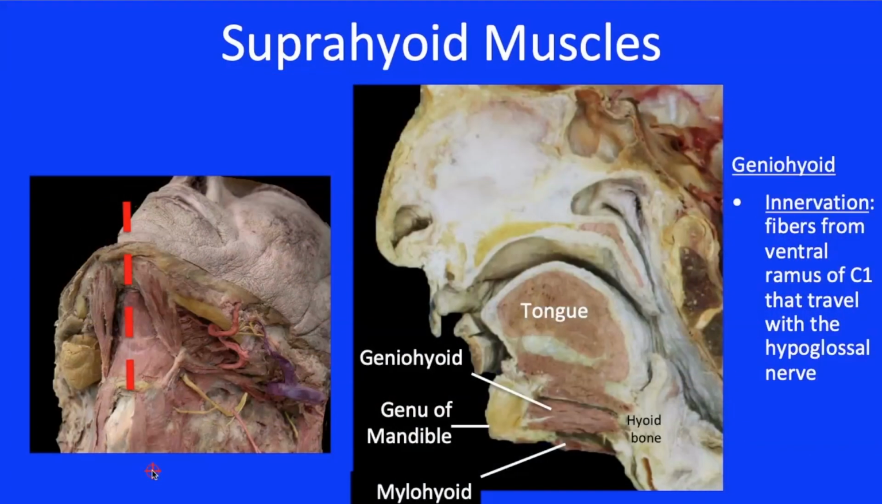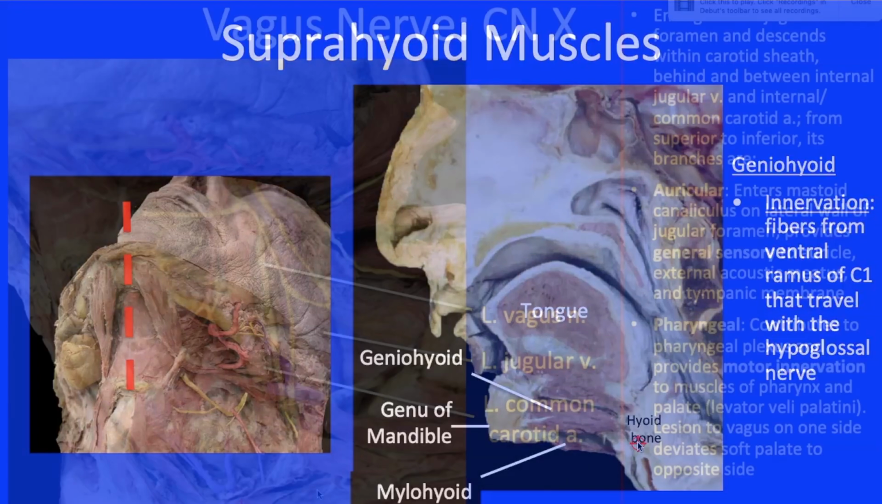The fourth suprahyoid muscle is found when the mandible and head are bisected to observe the medial view of the head. This muscle is the geniohyoid and sits just above the mylohyoid. The geniohyoid extends from the genu of the mandible, that is, the bend of the mandible, to the hyoid bone. The muscle is innervated by C1 fibers traveling with the hypoglossal nerve.